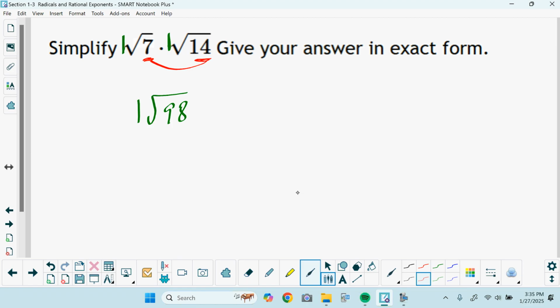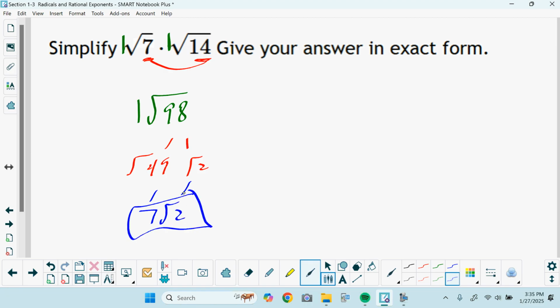Now I'm just going to ask, will 4 go into it? No. 9, no. 16, no. 25, 36, 49. 49 will. Square root of 49 times the square root of 2. And this simplifies down to 7. And of course the square root of 2, I can't simplify it because the number that I'm starting with, 4, is above it. So that goes down to just 7 square roots of 2.